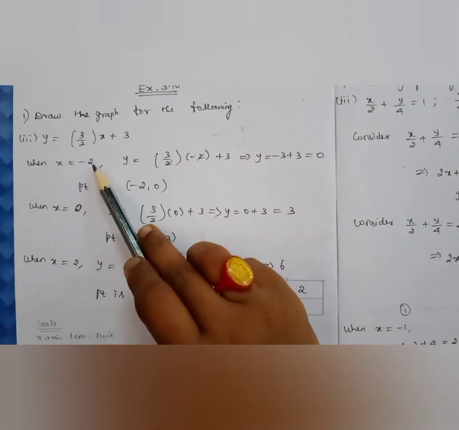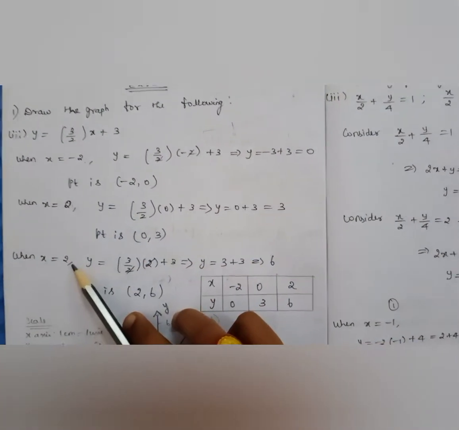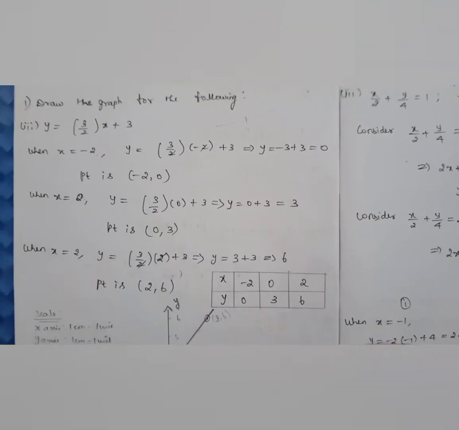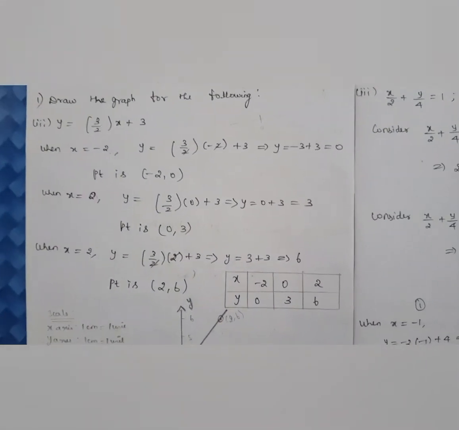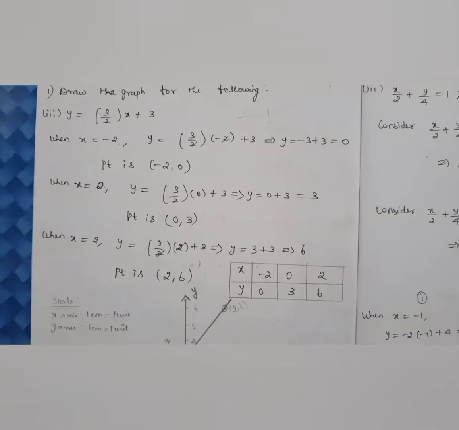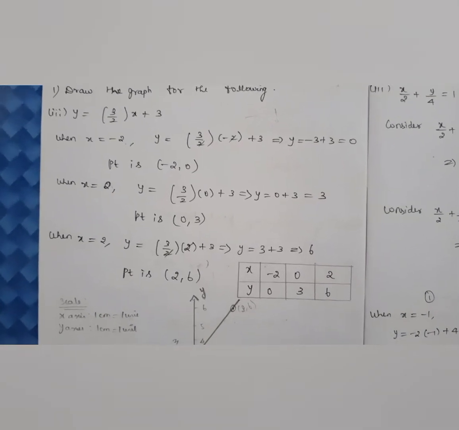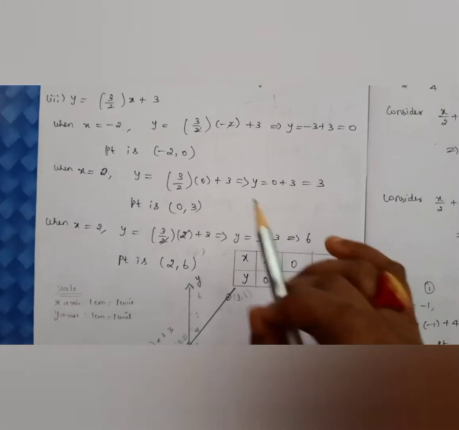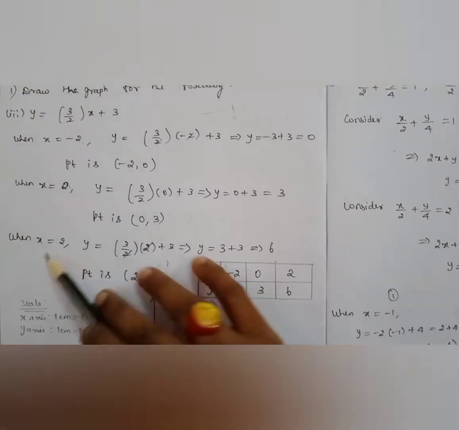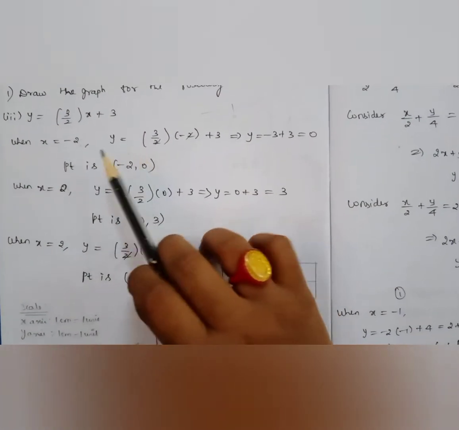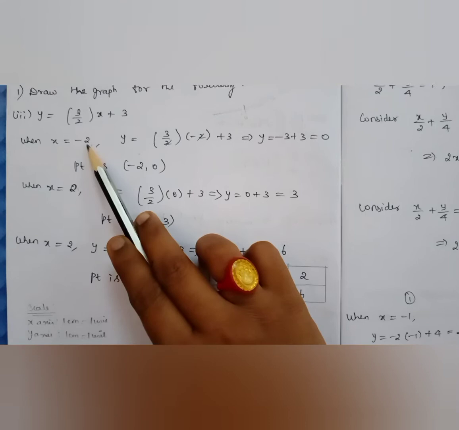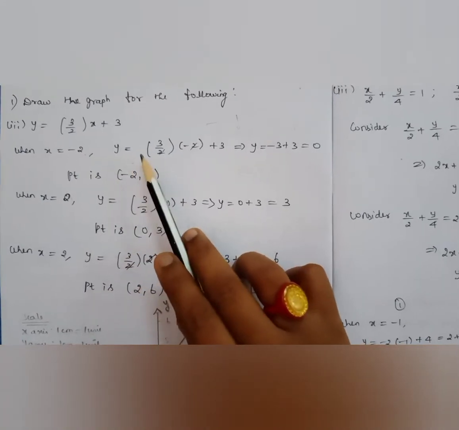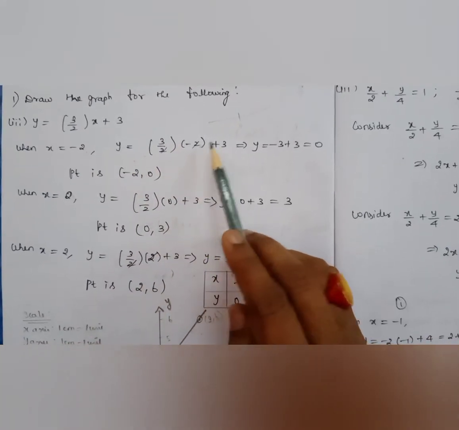I have taken x as minus 2, 0 and 2. If you want, you can take it as minus 2, minus 1, 0, 1, 2 also, or else minus 1, 0, 1 or minus 3, 0, 3. In any possibility you can take. Whatever values we are going to take, we will get a corresponding y value also. For example, when I am substituting x as minus 2, what happens to y? Y equal to 3 by 2 into minus 2 plus 3.